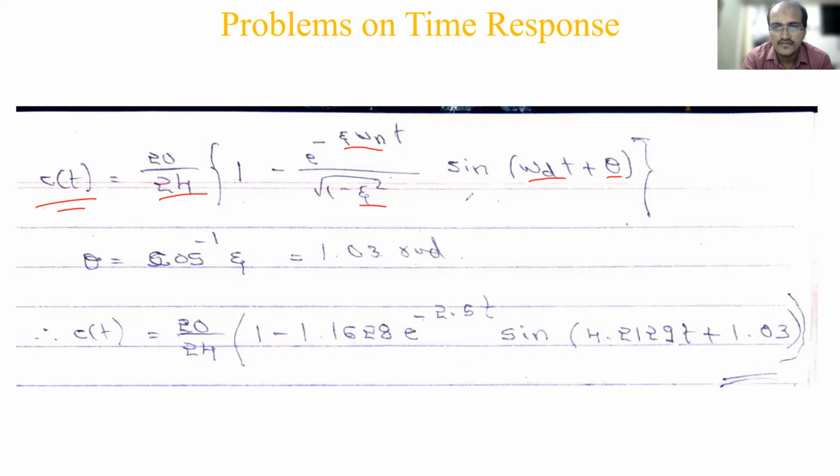In some cases they will not ask for this output response; they only tell you to calculate zeta and omega n values. In that case there is no need to calculate omega d, theta, and the time response. So theta was calculated by cos inverse zeta, and since it is cos inverse, you have to keep the calculator in radian mode.